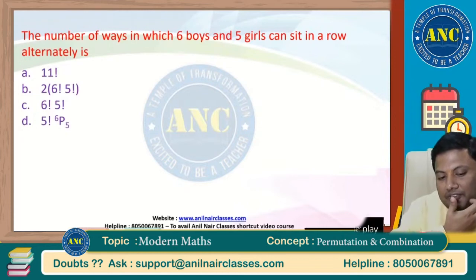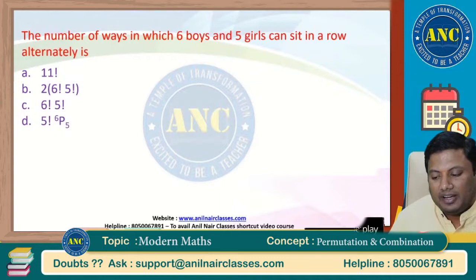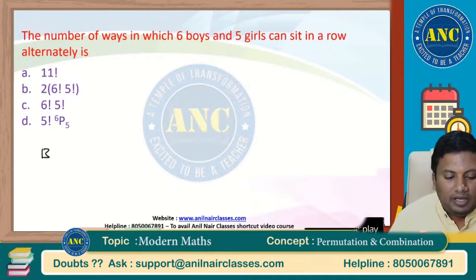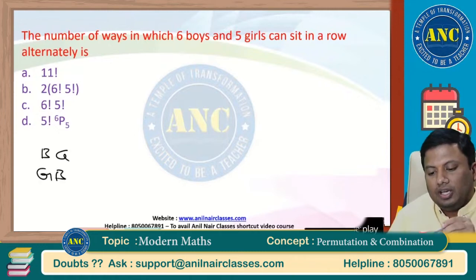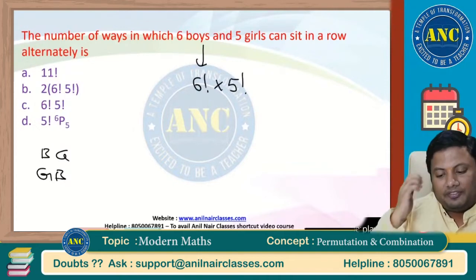The number of ways in which 6 boys and 5 girls can sit in a row alternatively. Alternatively means either boy or girl or girl or boy. So this is nothing but 6 factorial into 5 factorial.